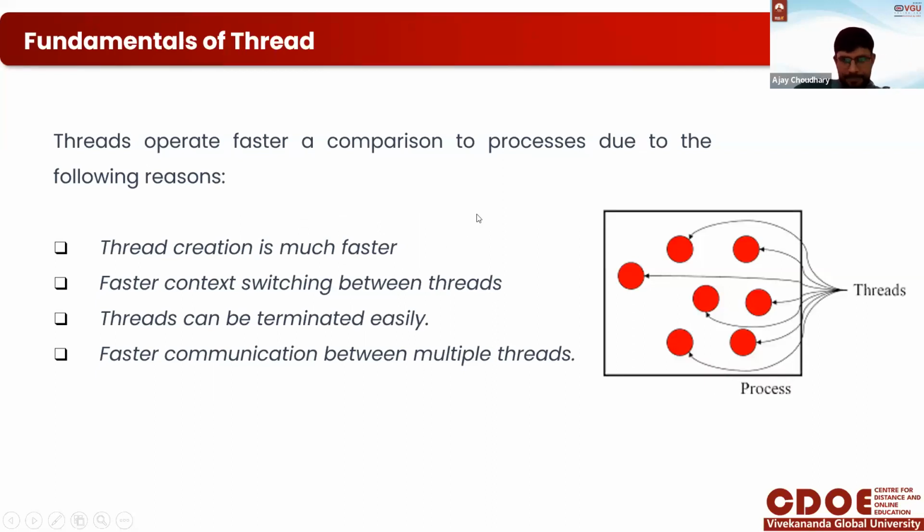Why do we use these sub threads? Because thread execution and creation is much faster, as is context switching between threads. Threads can be terminated easily, and there is faster communication between multiple threads. So threads operate faster in comparison to processes, because a process has multiple threads, multiple subprograms.